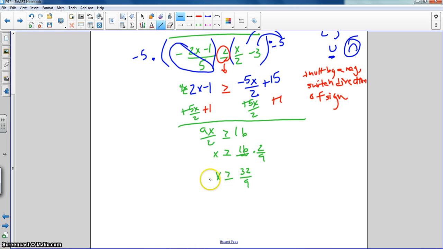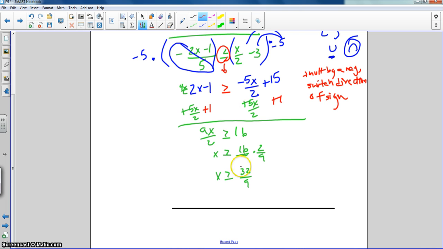And now, so this is great. I also want to represent this graphically just so we can see what's going on. Most problems you might not be required to. So here's 0. Here is 32 over 9. Alright, so what is this saying? That x can be any value greater than this, so to the right of this. Okay, so the way we communicate that graphically is, since we have a greater than or equal to, we have a closed dot, and then it goes to the right.